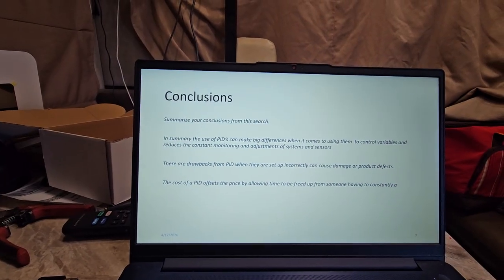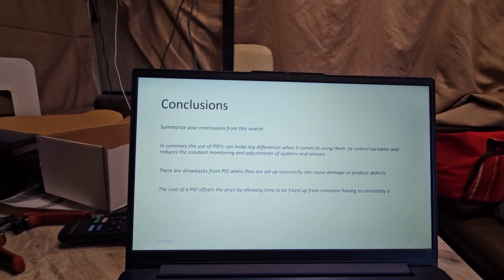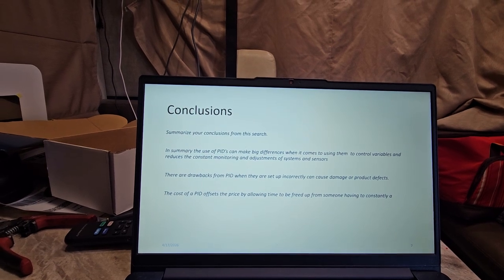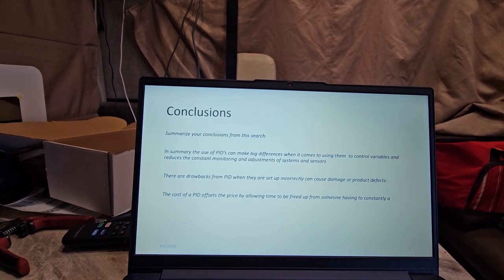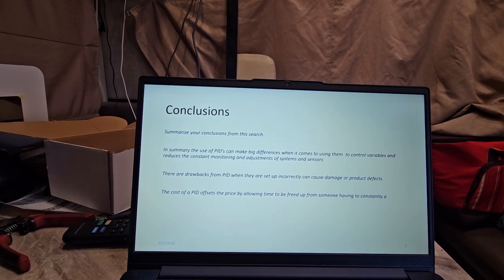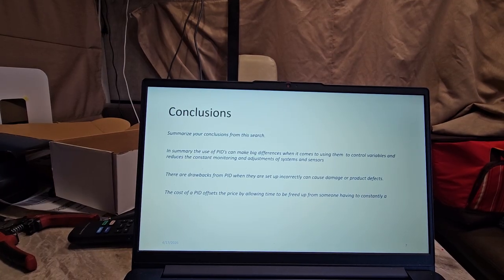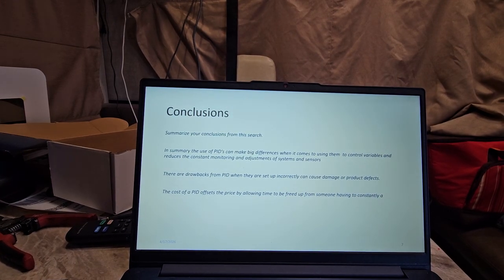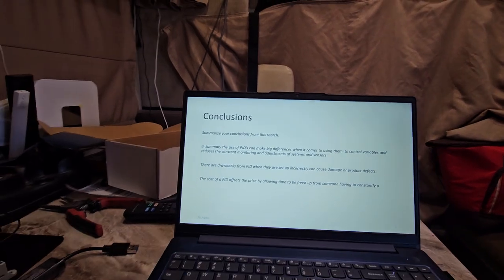In summary, the use of PIDs can make a big difference when it comes to using them to control variables and reduce the constant monitoring and adjustment of systems and sensors. There are drawbacks from PIDs when they are set up incorrectly. They can cause damage or product defects. And the cost of PID offsets the price of allowing time to be freed up for someone having to constantly monitor the system.